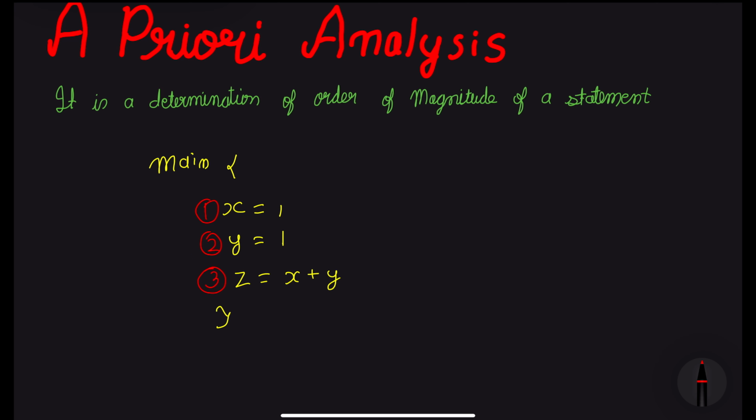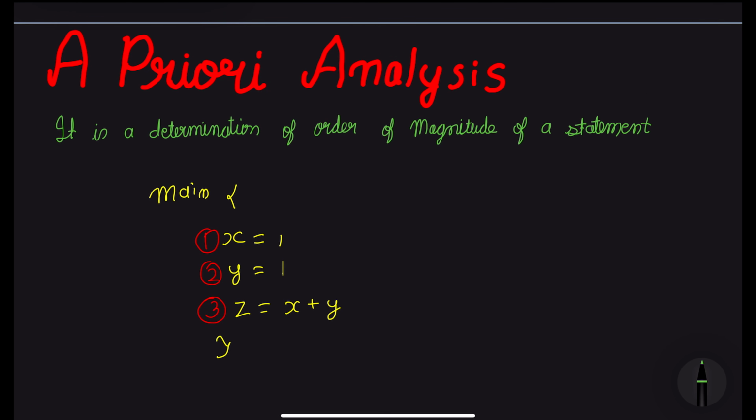Here we consider every operation is taking 1 unit of time because this is manual analysis and no hardware or software is involved. Here in our example, each statement is consuming 1 unit of time, so each statement gets 1 unit and the total will be 1 plus 1 plus 1. So total 3 units of time is consumed and 3 is a constant. So we can say a constant amount of time is consumed here.